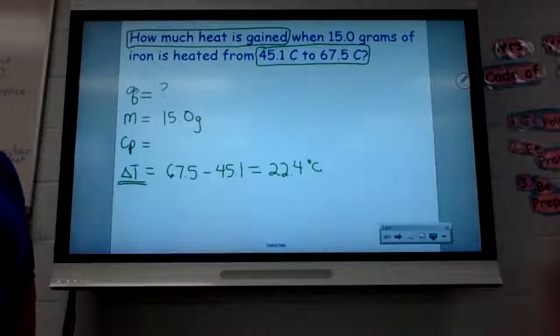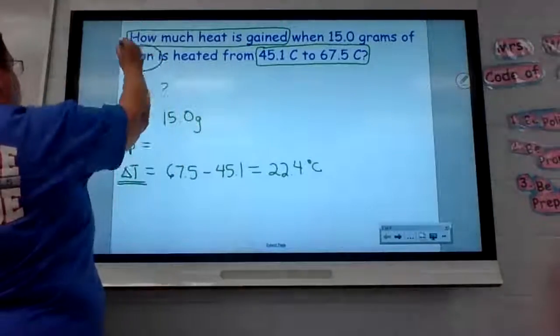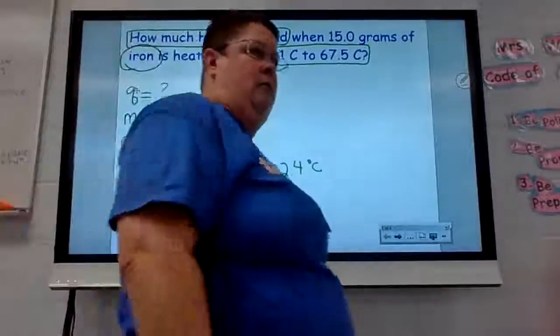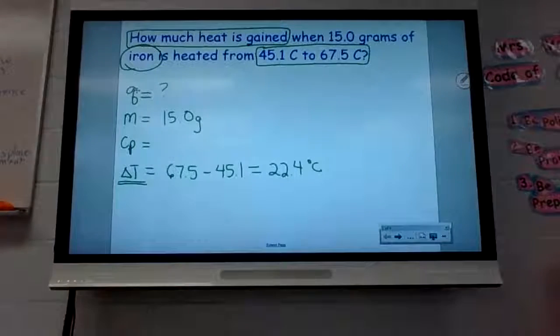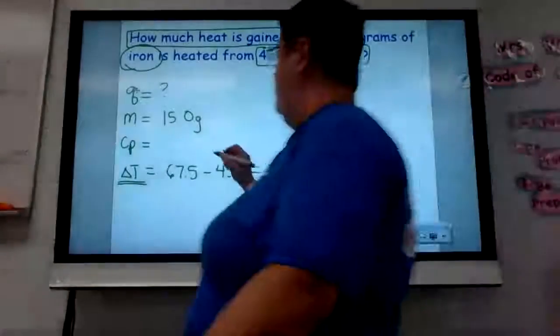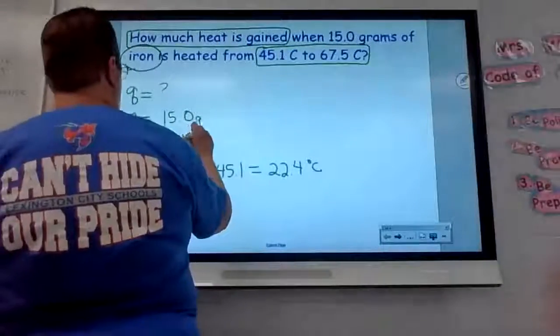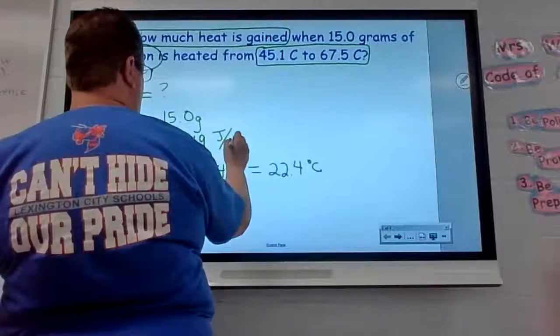So find your orange sheets. I gave you iron. So now, look up iron. Find the column that says specific heat on the front. 0.449. Yep. 0.449. Now, the unit at the very top says joules over grams degrees Celsius.